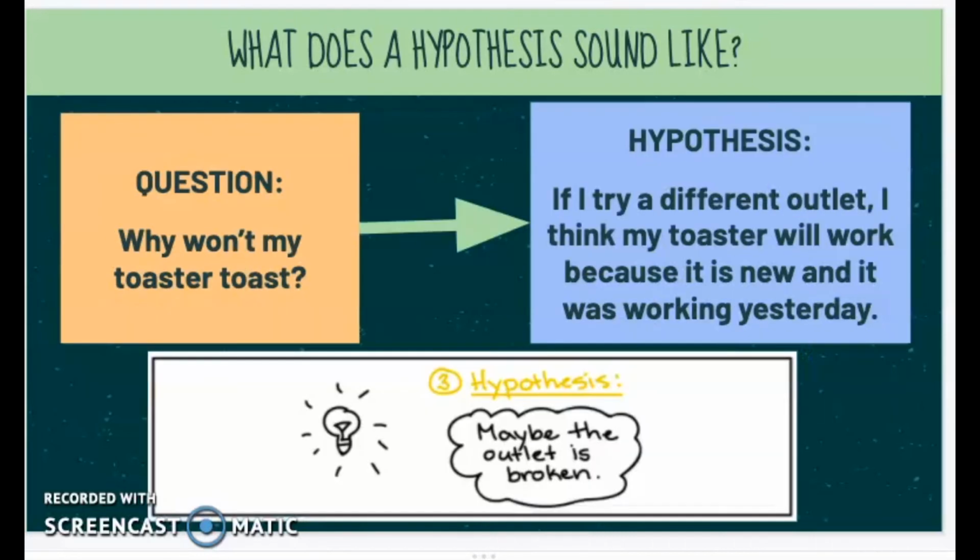So if we return to our toaster example, if the question is, why won't my toaster toast? The hypothesis might be, if I try a different outlet, I think my toaster will work because it is new and it was working yesterday. Okay, that is something you need to write down as an example. So what is in the blue box is what you should write down right now.